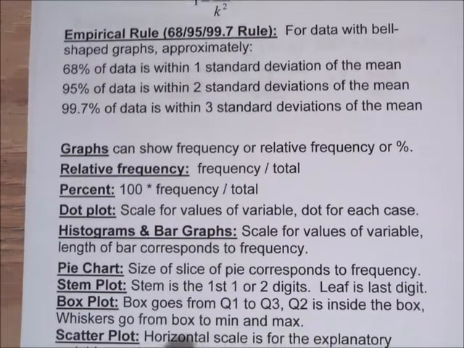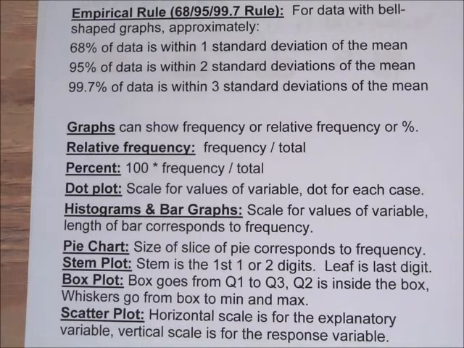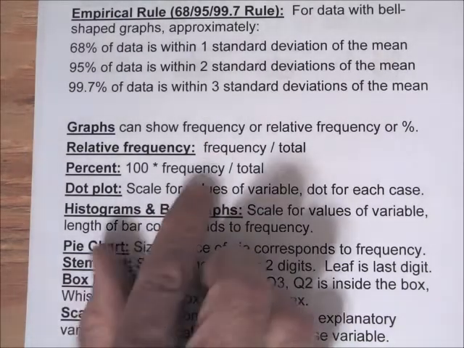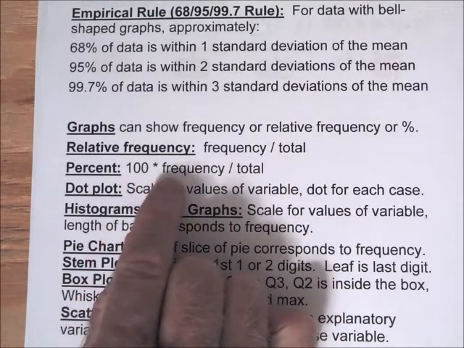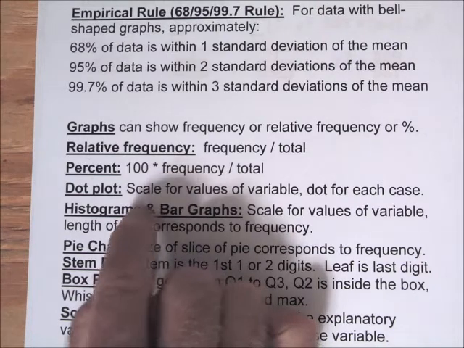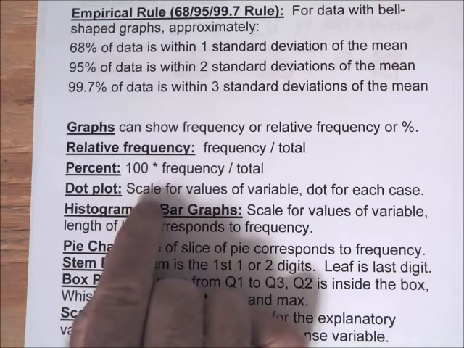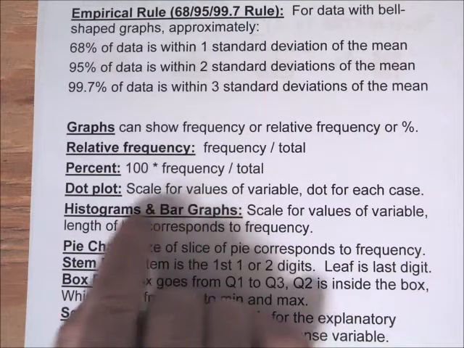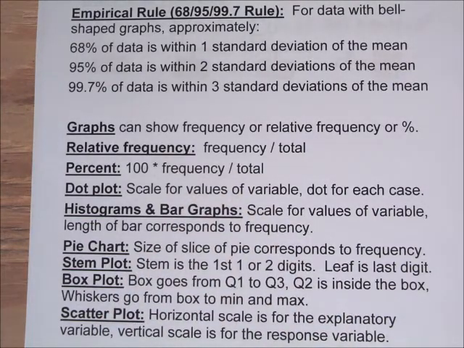And then we went on over various types of graphs, and the graphs can either show frequency or relative frequency or percent. Relative frequency is the frequency divided by the total. Percent would be 100 times the relative frequency. And some of the dot plots, yes, we went over a dot plot where you put a dot for each case on top of the scale. Histograms and bar graphs where you have a bar over a scale. A pie chart, stem plot, box plot.